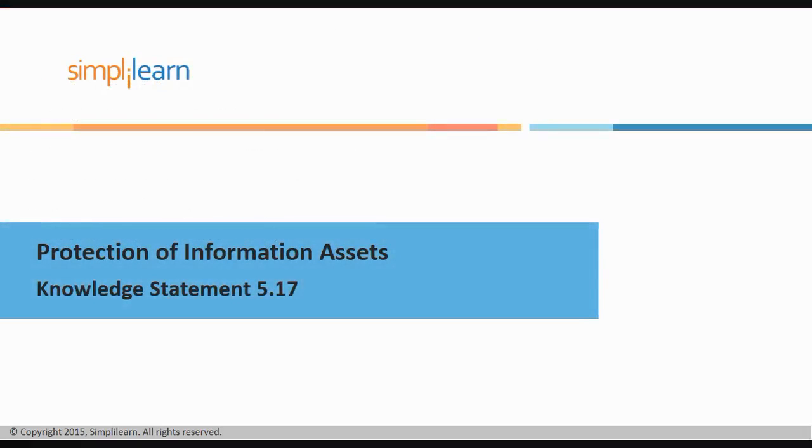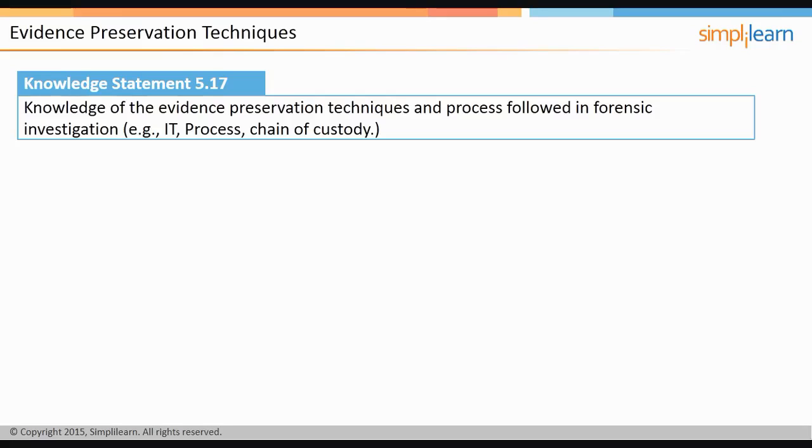In this topic, we will learn about the concepts in Knowledge Statement 5.17. Let us discuss evidence preservation techniques in the next screen. A CISA candidate must have knowledge of the evidence preservation techniques and processes followed in forensic investigations, for example, IT process, chain of custody.